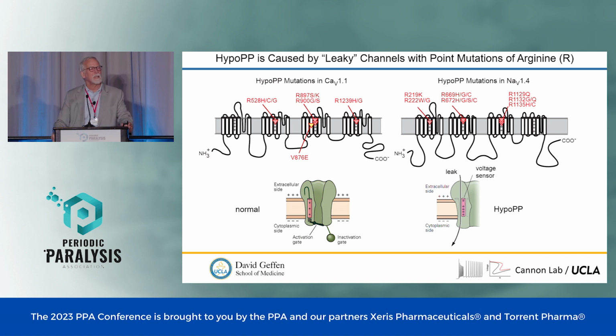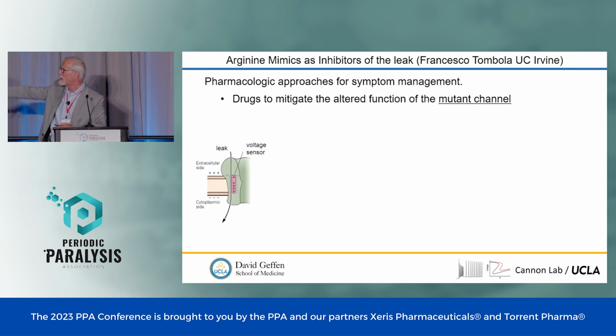What happens in hypo-PP is each one of these mutations is in that voltage sensor segment. And it makes that little red cylinder not fit correctly so that there's a leak. There's an inappropriate pathway for sodium to come leaking into the cell. And that's the problem. They're leaky channels. And all of the mutations are the same because it creates the same type of leak. Well, that's a great target, right, for therapeutics. Let's plug the leak. Everything should get better.